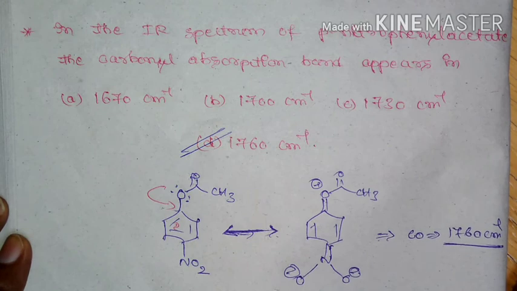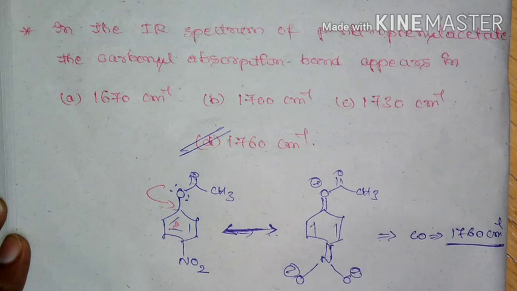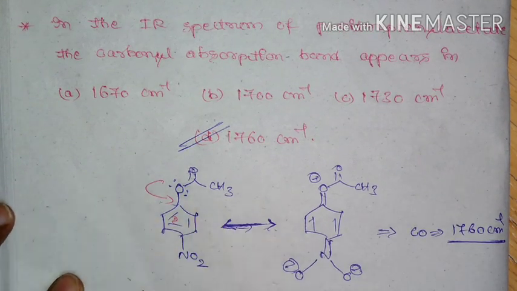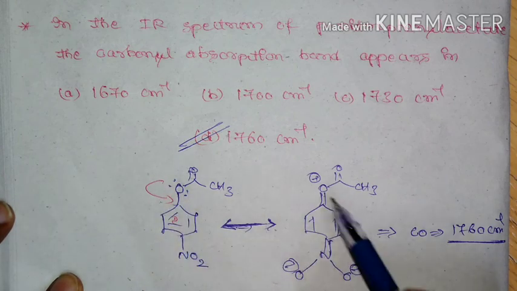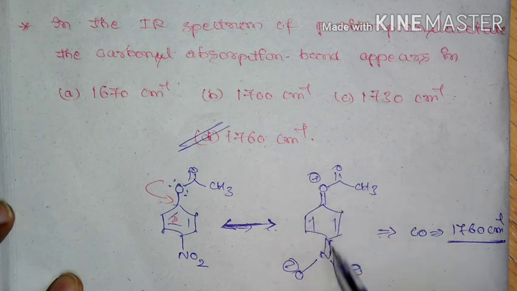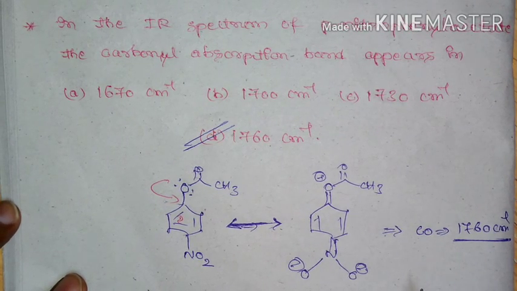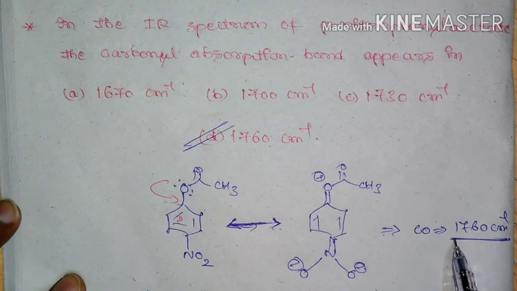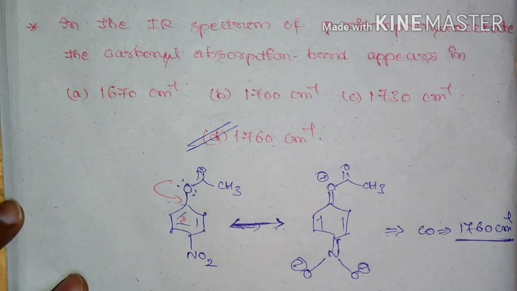In the IR spectrum of para-nitrophenyl acetate, the carbonyl absorption band appears in, B option is correct, that is 1760 per centimeter. This is the structure of para-nitrophenyl acetate, and this nitro group is electron withdrawing. So whatever lone pair of electrons is present on oxygen will be in resonance. Hence there will be an increase in the stretching frequency of C=O, that is 1760 per centimeter.